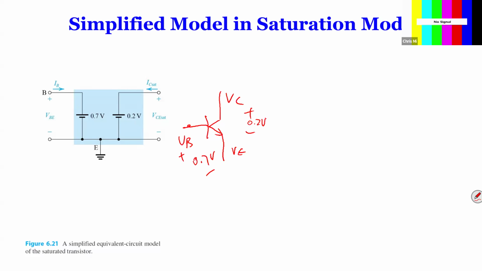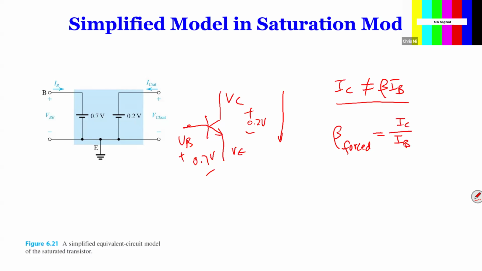And the current relation: IC is no longer beta times IB. So this is critically important, and we're going to use it many times. If you find that IC is no longer beta times IB, which means it is in saturation, the actual beta, which we call beta first, is IC over IB.